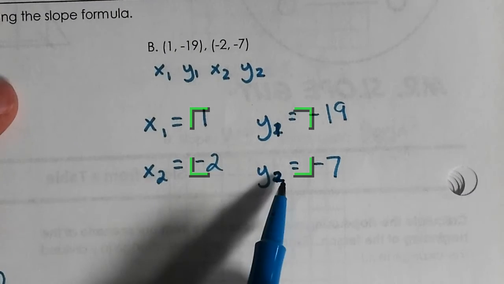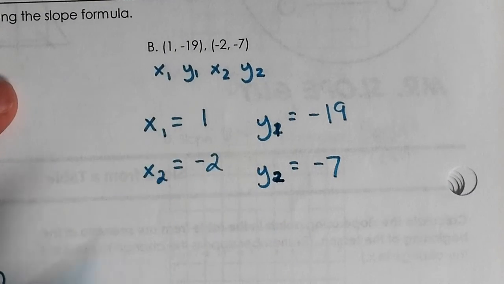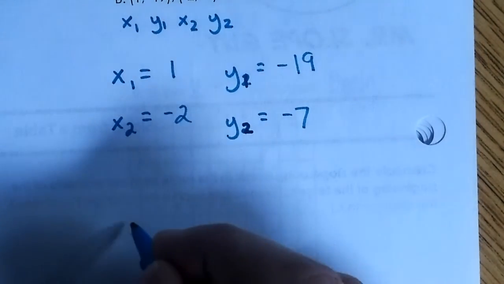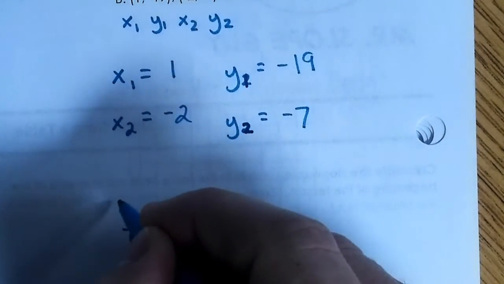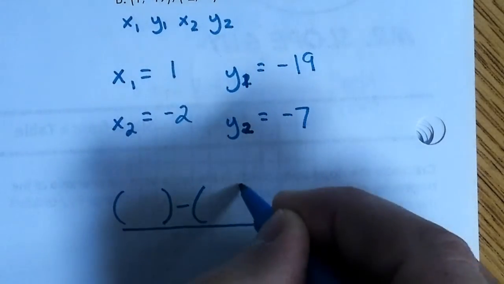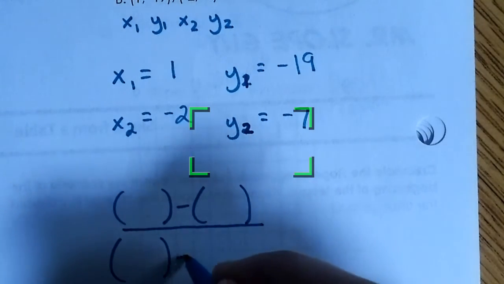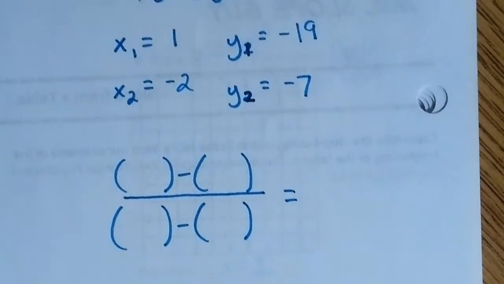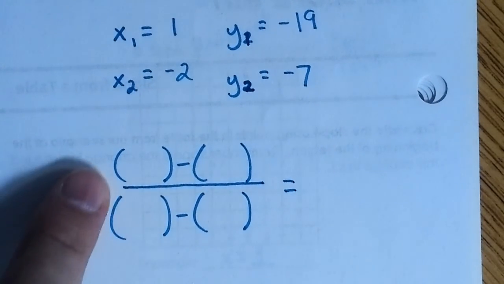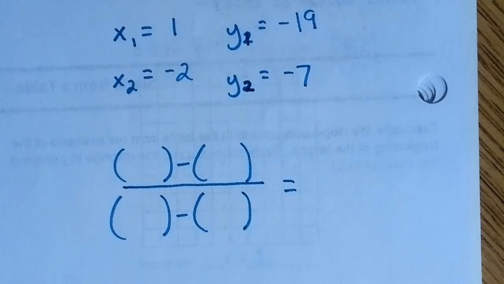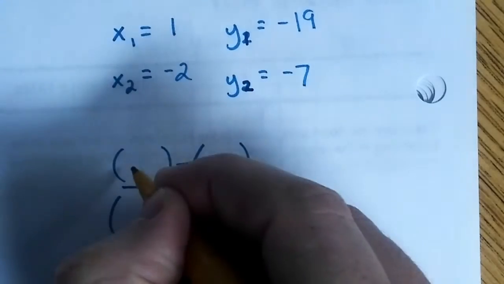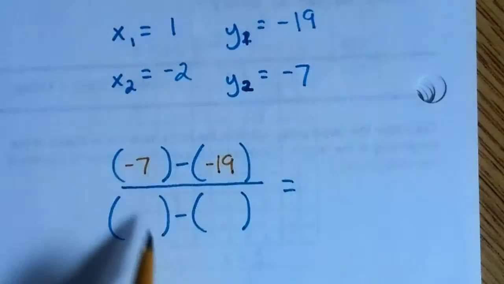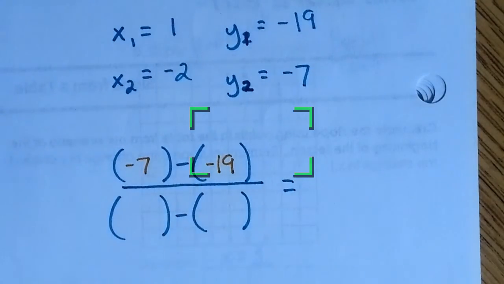So I got my x2 and my y2, my x1, my y1. Now we plug it into our formula. Remember our formula we set up the same way. Parentheses minus parentheses, parentheses minus parentheses. So now, what goes into my first parenthesis here? Good, negative 7. And then our next one will be negative 19. That's our y2 minus our y1. Go ahead, keep going.